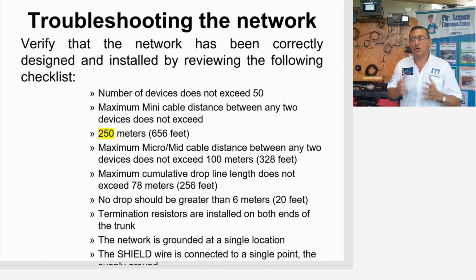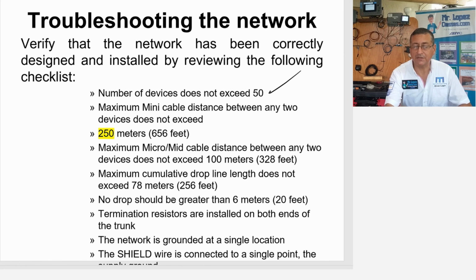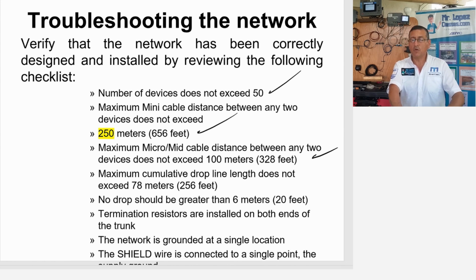Right now we are going to check the summary of this video, and we are going to check all the recommendations in one slide. Okay, the first one. The number of devices should be no more than 50. The maximum mini cable between any two devices should be no less than 150 meters. I made a mistake in your book, please. It's 250, not 200. The maximum micro distance should be 100 meters. The maximum cumulative drop lines should be no more than 78 meters. Any drop line should be no more than 6 meters.